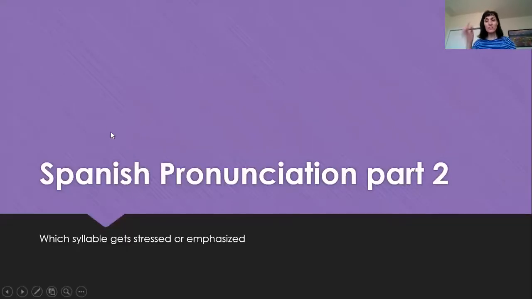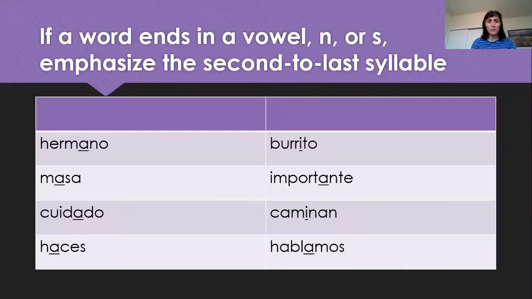It's very important to stress the correct syllable in a word. So the first rule is that if a word ends in a vowel, a, e, i, o, u, or the letter N or the letter S, then you want to emphasize the second to last syllable. This is a very common occurrence. This is where most stress goes, on the second to last syllable, because a lot of words in Spanish end in either a vowel or the letter N or the letter S.